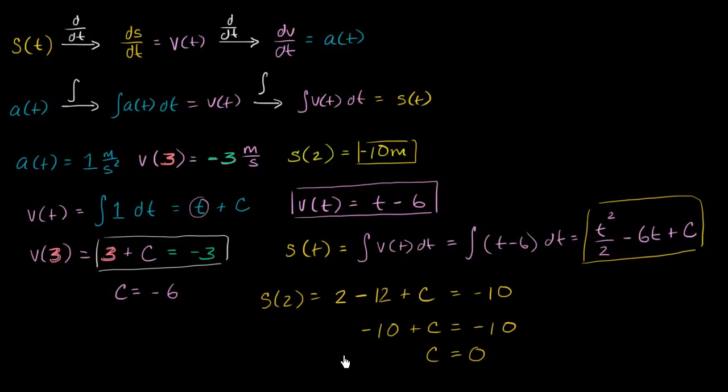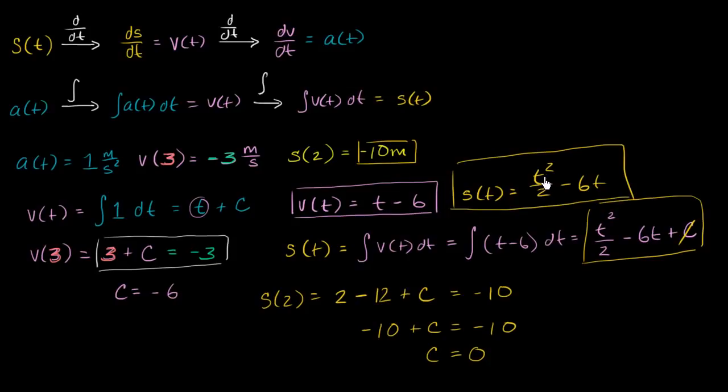So we figured out what our position function is as well. The c right over here is just going to be 0. So our position as a function of time is equal to t squared over 2 minus 6t. And you can verify. When t is equal to 2, 2 squared over 2 is 2, minus 12 is negative 10. You take the derivative here, you get t minus 6. And we already verified that v of 3 is negative 3. And you take the derivative here, you get a of t just like that. Anyway, hopefully you found this enjoyable.